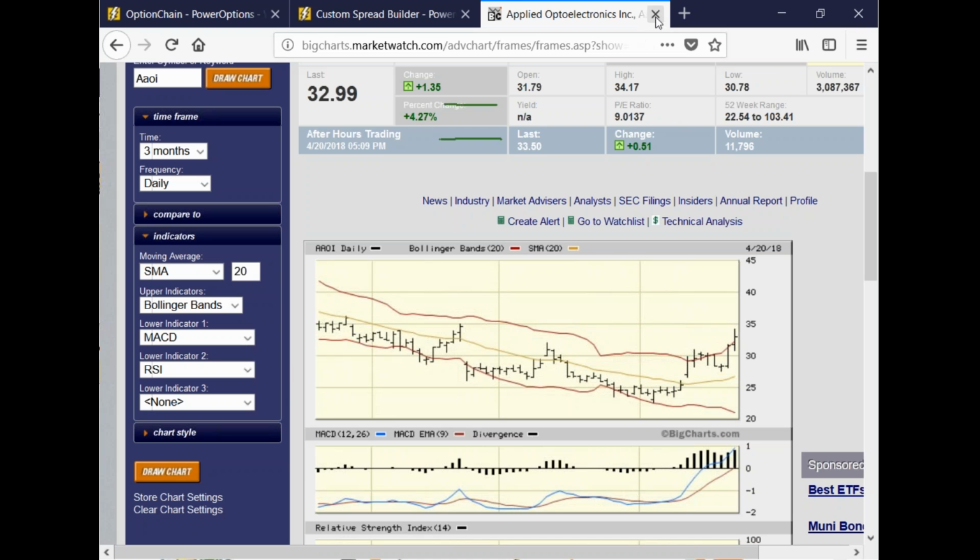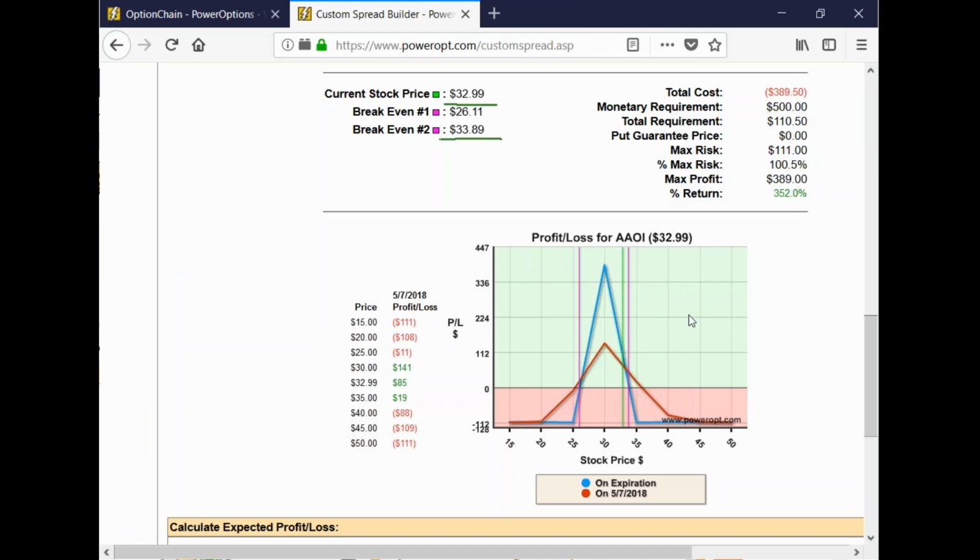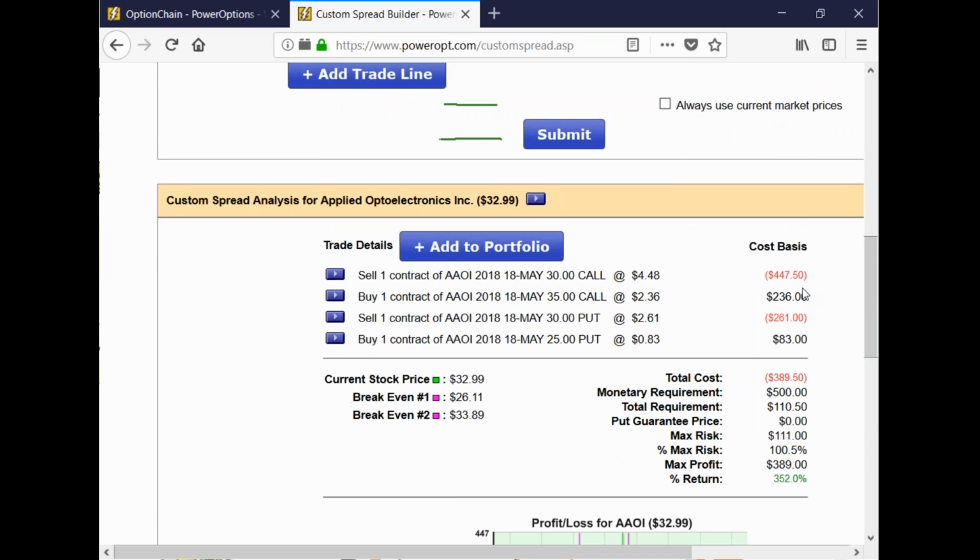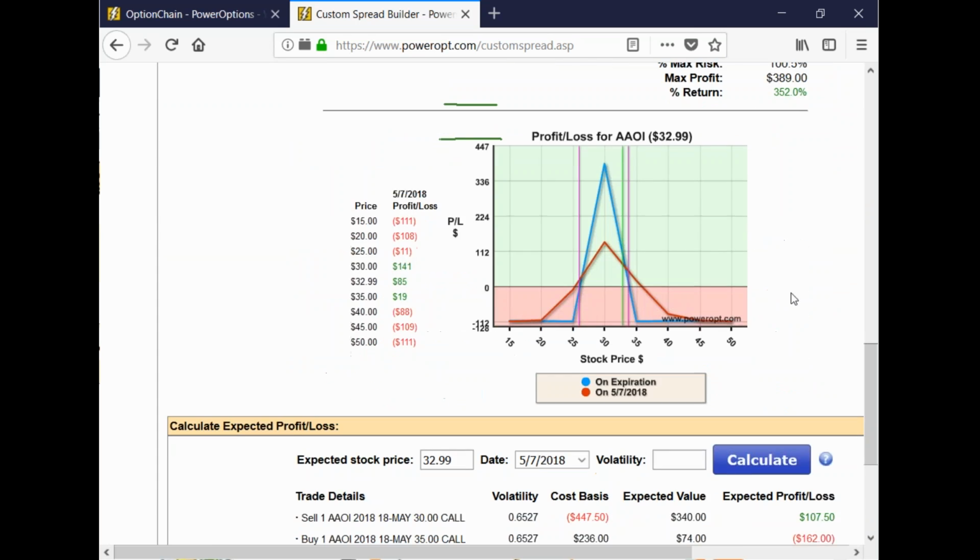So even if you swung the legs out wider on this, is it a good profit? Yeah, it's 389, a 352% based on the margin requirement. It's just a bull put and a bear call at the same strike price. But again, we've seen the stock breach the lower break even. We've seen the stock break the upper break even, and it moves too much. I don't like it.